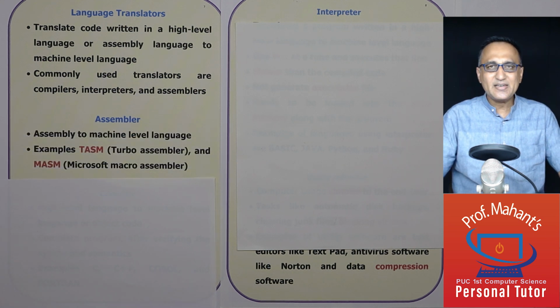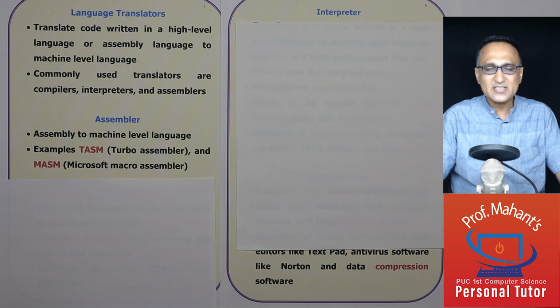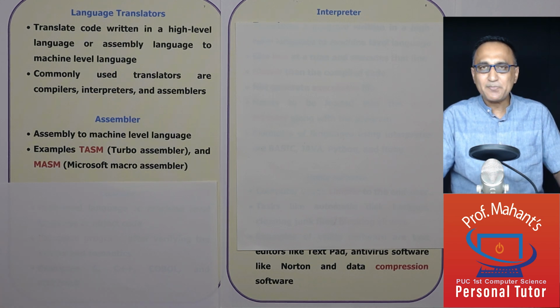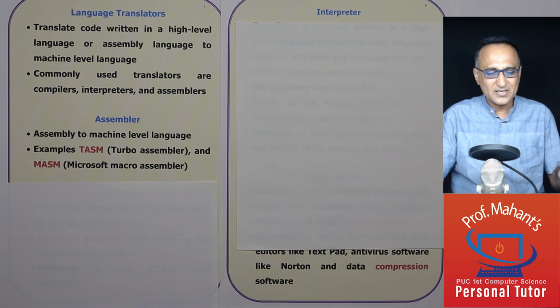An assembler is a system software. Why is it a system software? It needs to have detailed knowledge of the hardware so that it can translate the instructions correctly to work on that particular hardware. So assembler is a system software which translates or converts a program written in assembly language to machine level language in terms of zeros and ones. Examples of assembler softwares are TASM, which stands for Turbo Assembler, and MASM, which stands for Microsoft Macro Assembler.